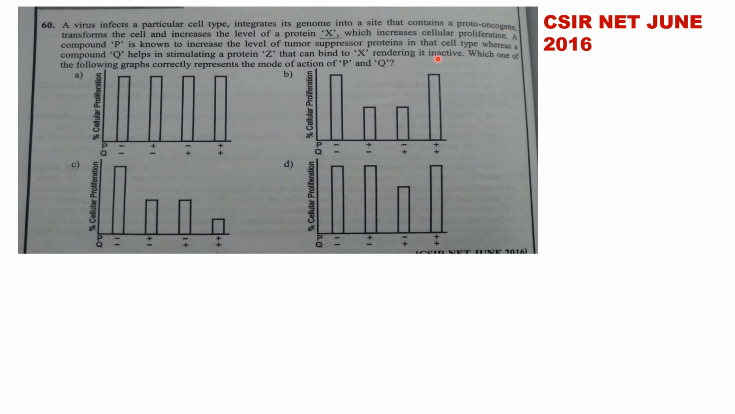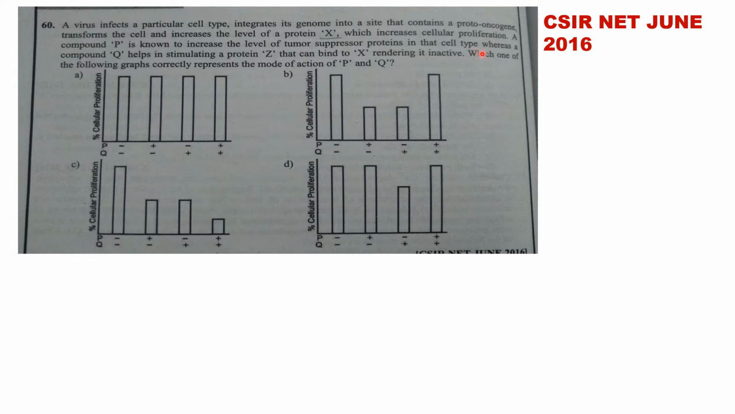A compound P is known to increase the level of tumor suppressor protein in that cell type. So, a compound P will increase the tumor suppressor protein. We know that function of tumor suppressor protein is to suppress tumor. That will decrease cell proliferation. So, this compound P will decrease cell proliferation.